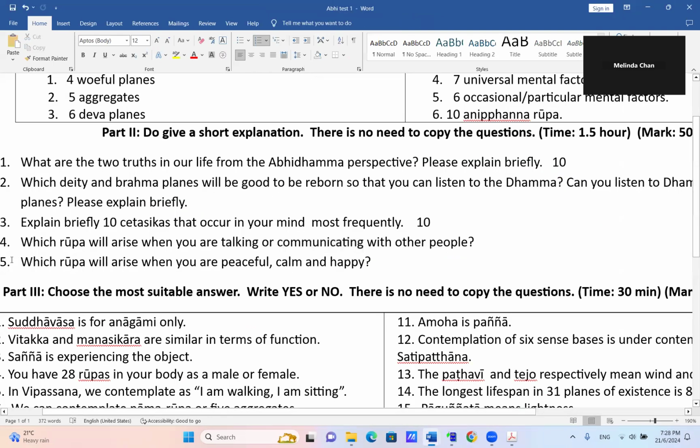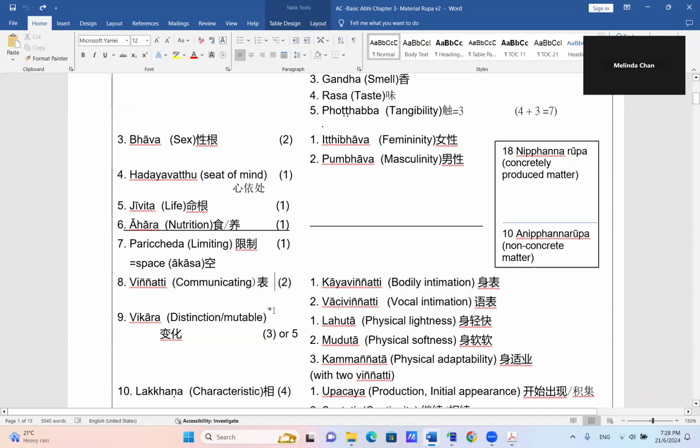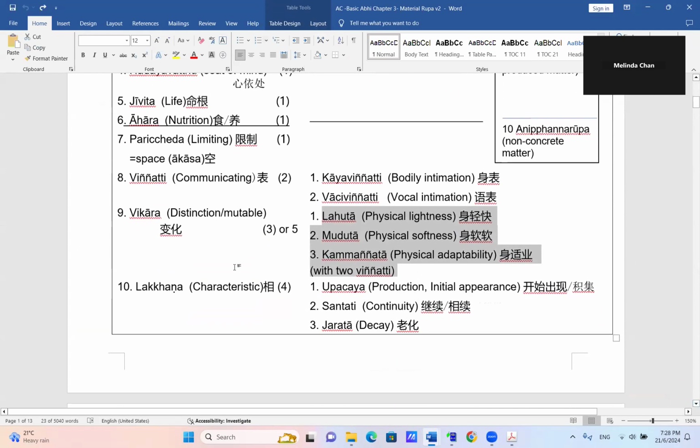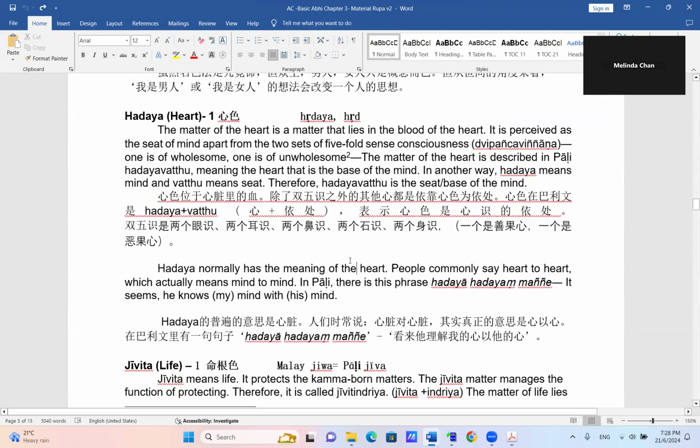And next one, number 5. I think some got it right, some didn't. It's actually very simple. Which rupa will arise when you are feeling peaceful, calm, and happy? So it's a good state. You have to give me Lahuta, Muduta, Kammannata. Some of you gave me answers like Cetasika, but here we are talking about rupa, nothing to do with Cetasika. So if you write Cetasika, it's not needed. You should have these 3: Lahuta, Muduta, Kammannata. And of course, you need to give me some explanation.